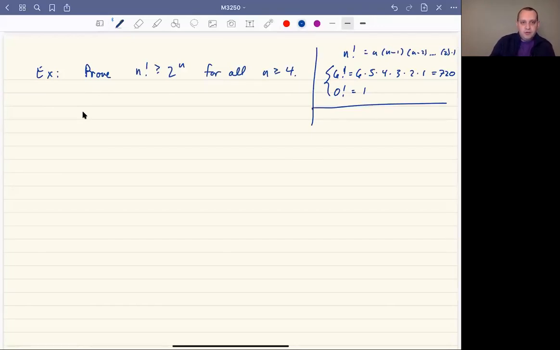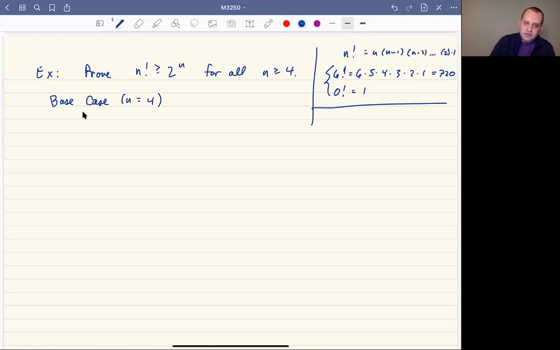With that under our belt, I want to prove that n factorial is greater than or equal to 2 to the n for n greater than or equal to 4. And so we're going to have two parts to this. We're going to have a base case. Our base case is just checking that this statement is true when n is equal to 4.